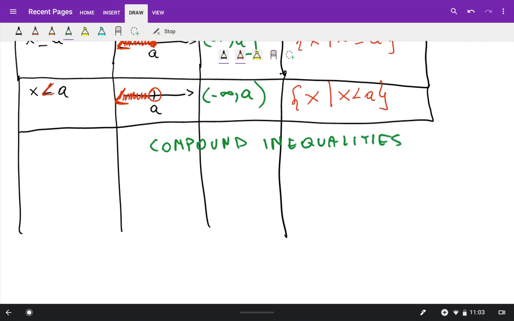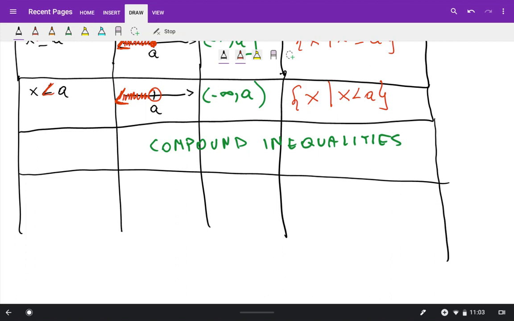I'm going to show you all the possibilities of how to graph them, how to write the interval notation, and also set builder notation. So first one will be x is greater than a, and x is less than b. So to graph that, on the number line, you're going to put two numbers, a and b. Since you only have inequality, you keep open circles and you're shading everything between. So that's the solution set.